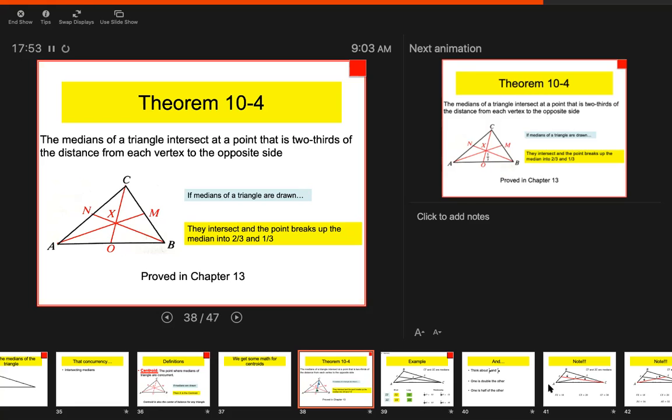Now, we're not going to claim the medians themselves are equal to each other. That would be true for an equilateral triangle. But for a scalene triangle like this one, each individual median is broken up into 1/3, 2/3. 1/3, 2/3, 1/3, 2/3. It's the only formula we get. You're like, well, where's the formula? So Matt, what's the actual formula? By the way, this is what's in the book. It doesn't literally say a formula. If it breaks the pieces up into 1/3, 2/3, what's the formula?